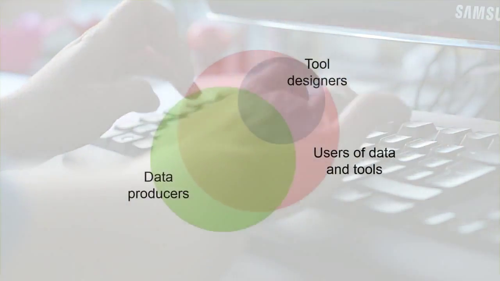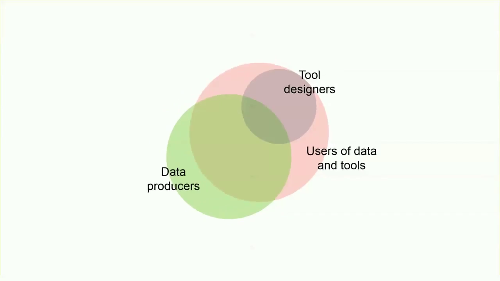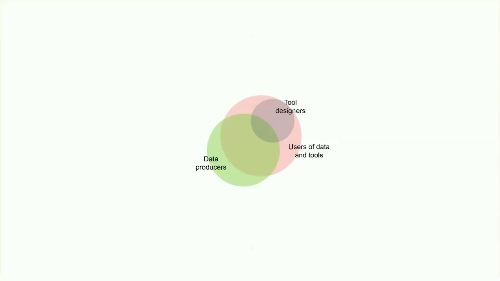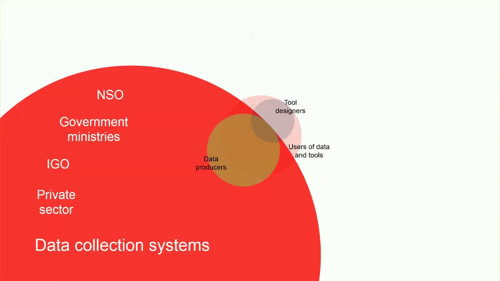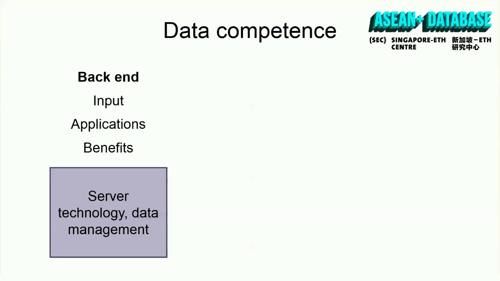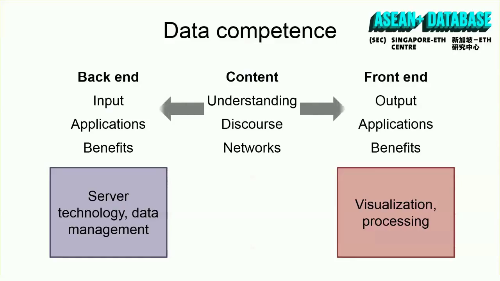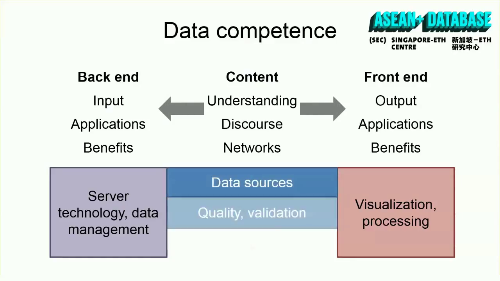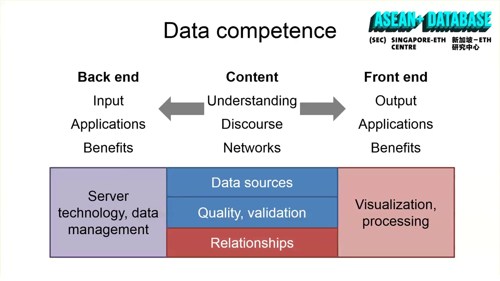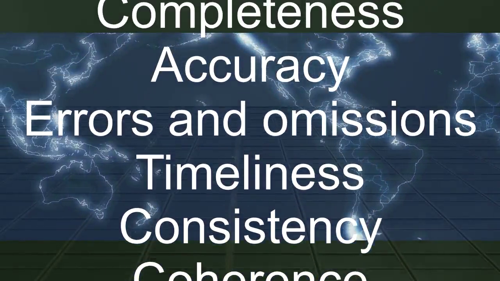At Singapore-ETH Centre, we are data users, designers of tools, and data producers simultaneously. Our work lives in the bigger context of international data collection systems and dissemination frameworks. Applying technology on the back end and processing output benefits from understanding the context of our data sources, their quality, and relationships with data producers. Assessing information quality poses several challenges on its own.